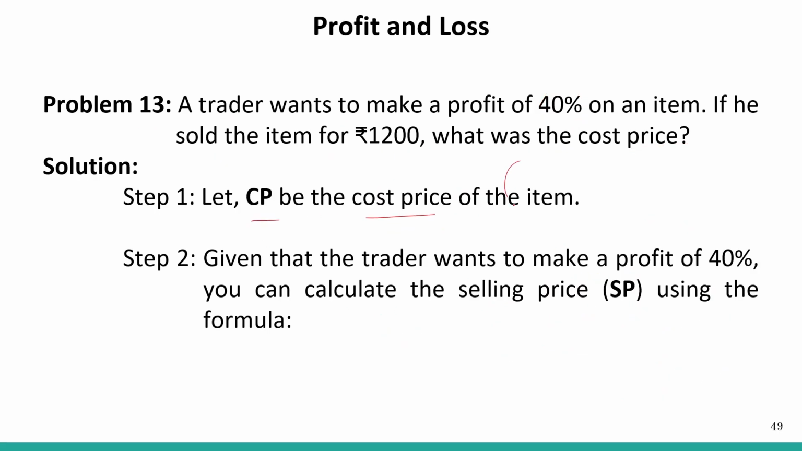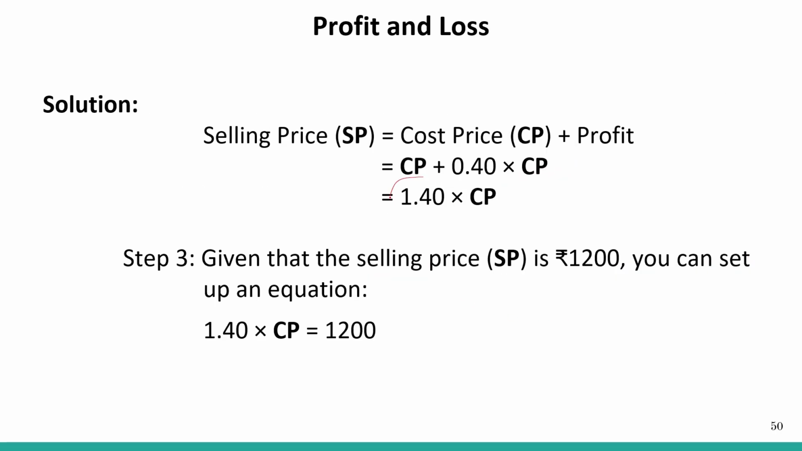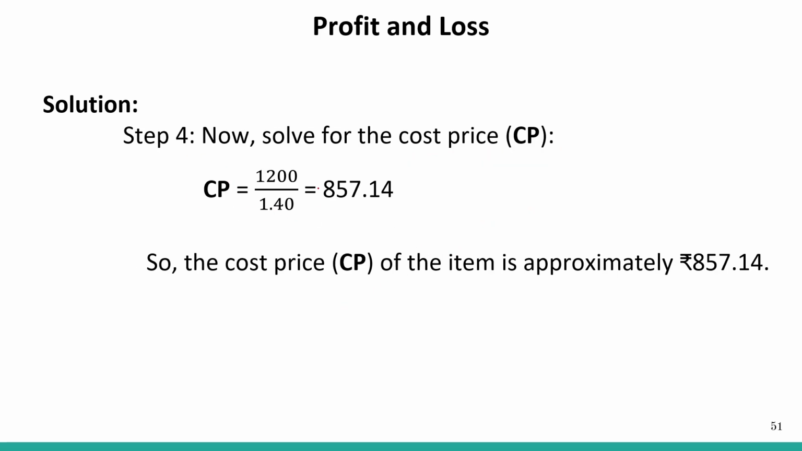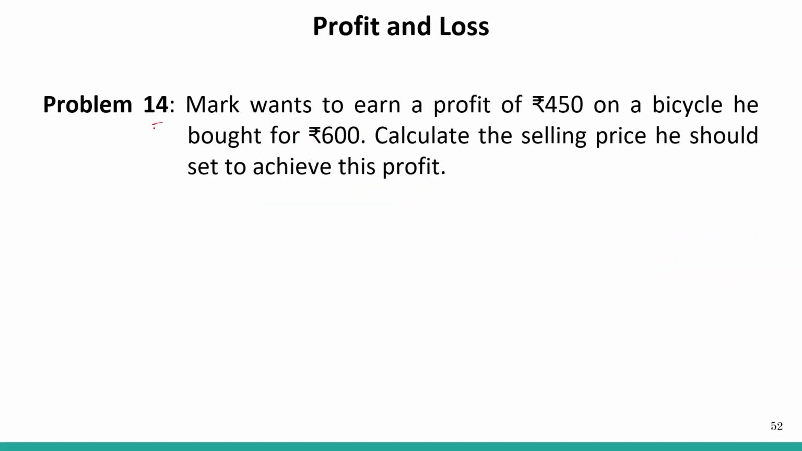So let CP be the cost price of that item, right? So given that the trader wants to make a profit of 40%, so you can calculate the selling price using what? So it will be 1.40 into CP by using the formula cost price plus profit. Profit is known as what? The profit percentage in decimal form into cost price, and we add up it with cost price to get the selling price. So it will be 1.40 CP. Okay, so now algebraically solving for CP by taking it into the left hand side and putting all the known factors in the right hand side. What we are left with is 857.14. Okay, so the cost price of the item is approximately this much, that is 857.14 rupees. So let's see problem number 14.